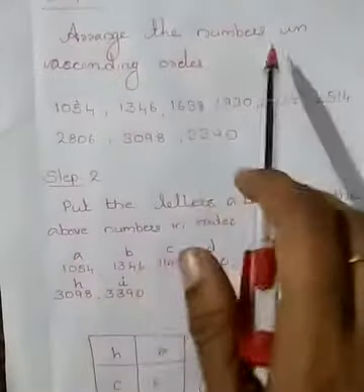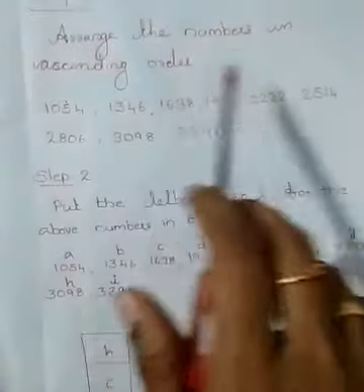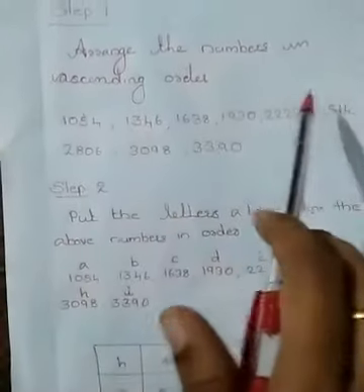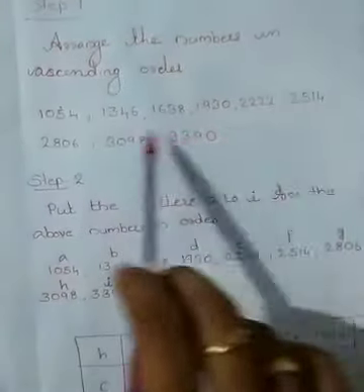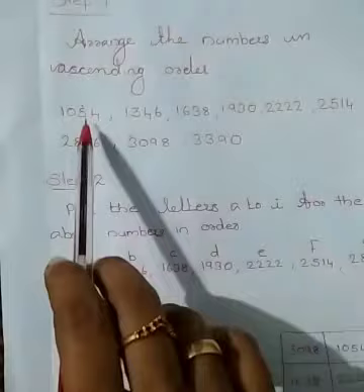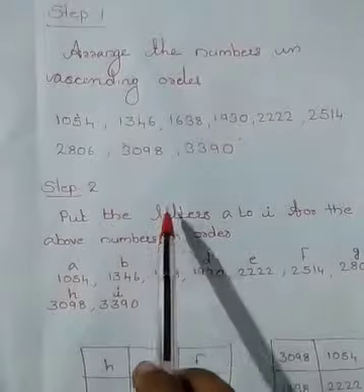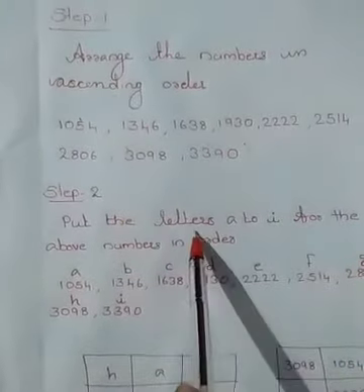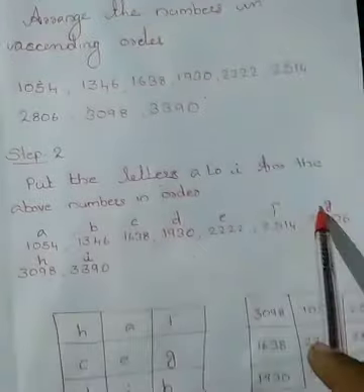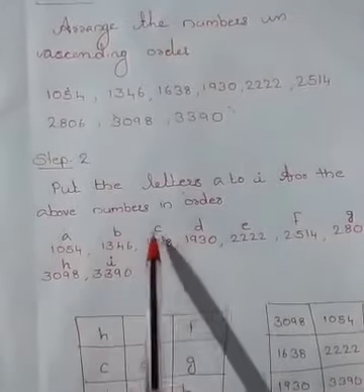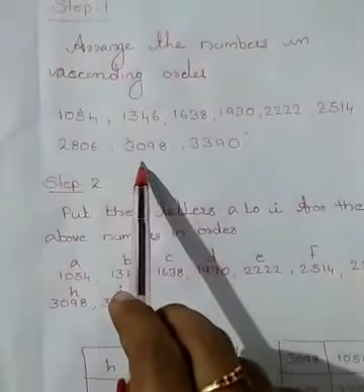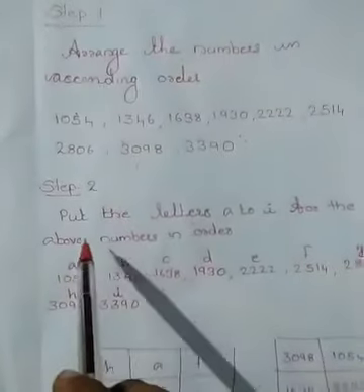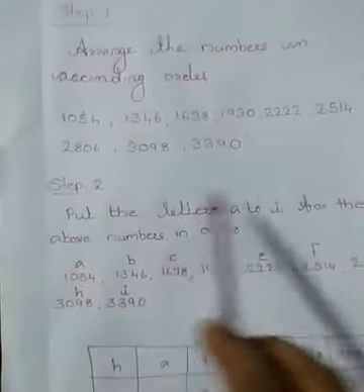First you arrange the numbers in ascending order. The given 9 numbers, you arrange them from smallest to biggest. That means in ascending order. Here I arrange the numbers in ascending order. Okay. Look here. Then the second step. Put the letters A to I for the above numbers. Like this. A, B, C, D, E, F, G, H and I. First you arrange the given numbers in ascending order, then put the letters A to I for those numbers.